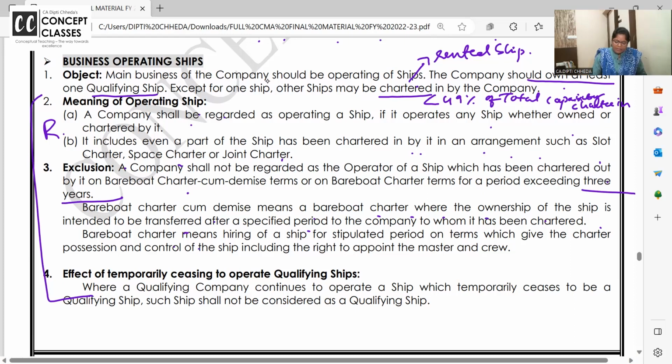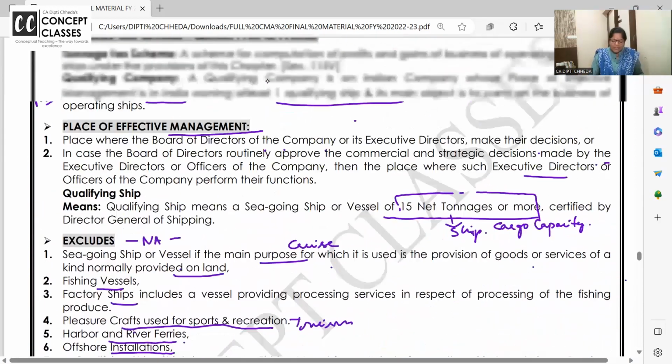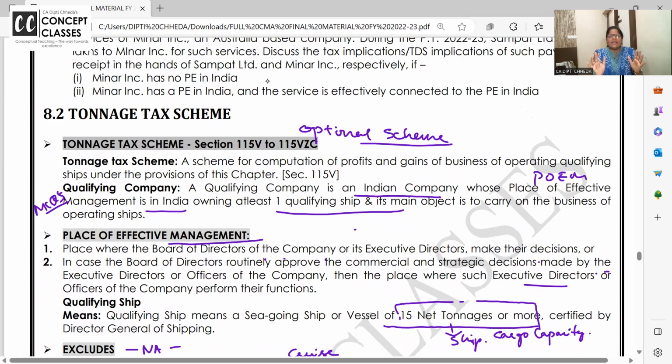And bare charter means hiring of the ship on terms which give the charterer possession, including the right to appoint the master and crew. Bare charter means you have taken the ship on rent, but the master, crew, or staff that will be there, you can hire. Generally it is not so. When you hire, they will send their master and crew, right? Okay, so this is all R for reading. Once again, ma'am, what should we remember for the exam from this page?